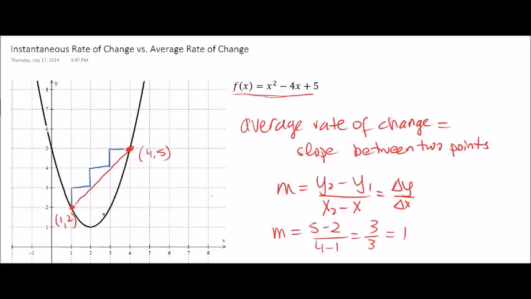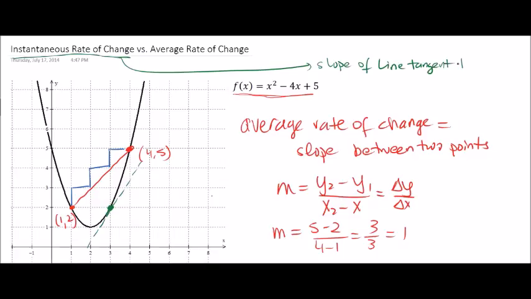What we're going to be more interested in calculus is finding the instantaneous rate of change. In other words, what is the slope at one point, or the slope of the tangent line to the curve? So instantaneous rate of change is the slope of the line tangent to the curve.